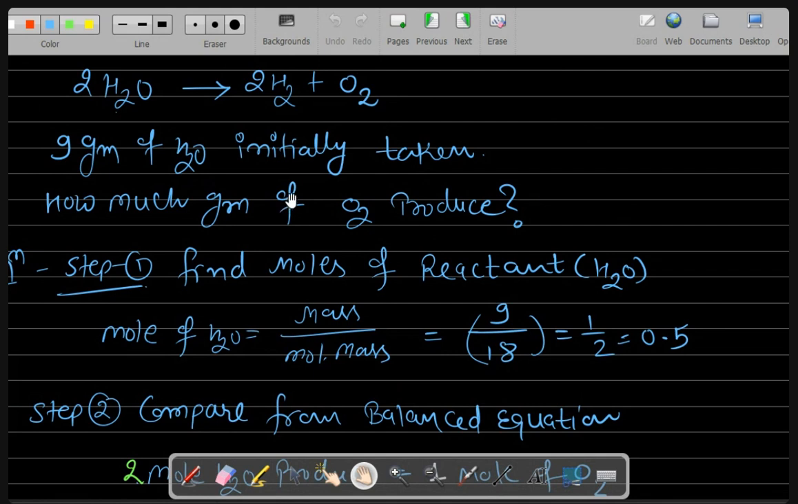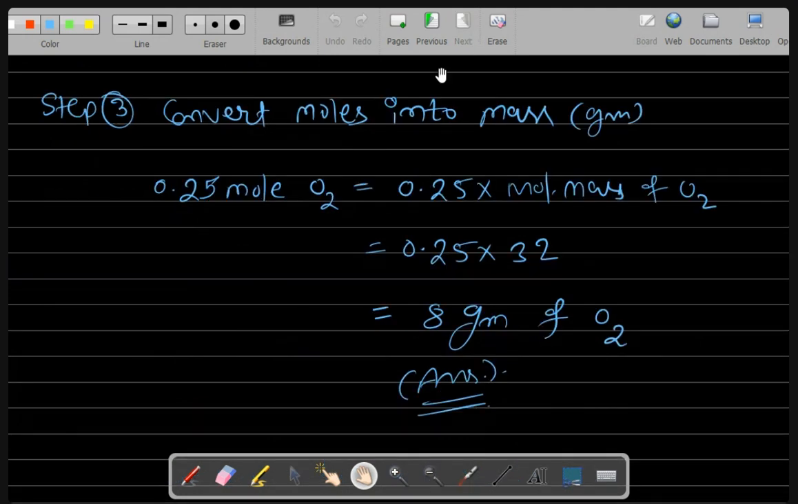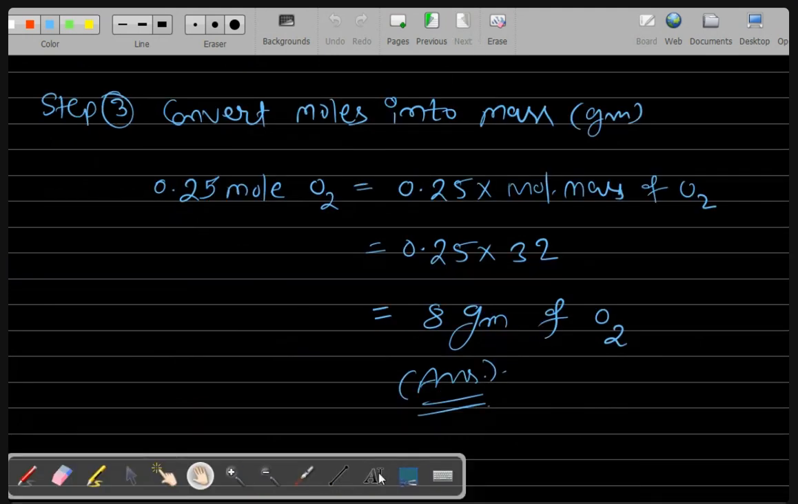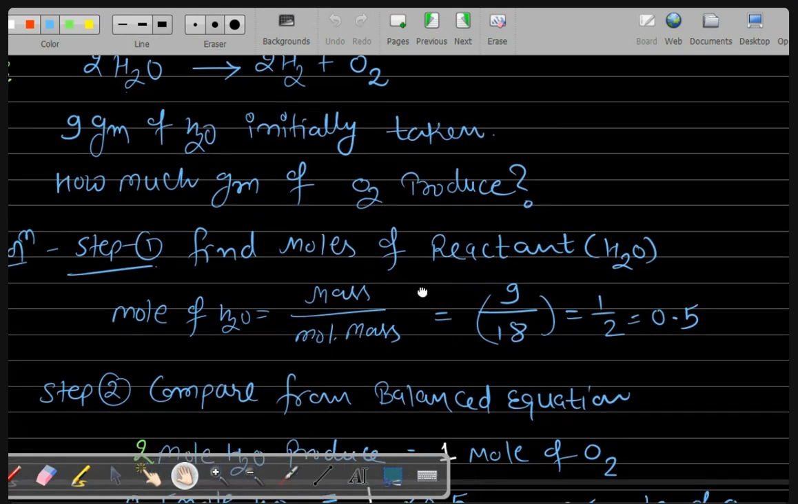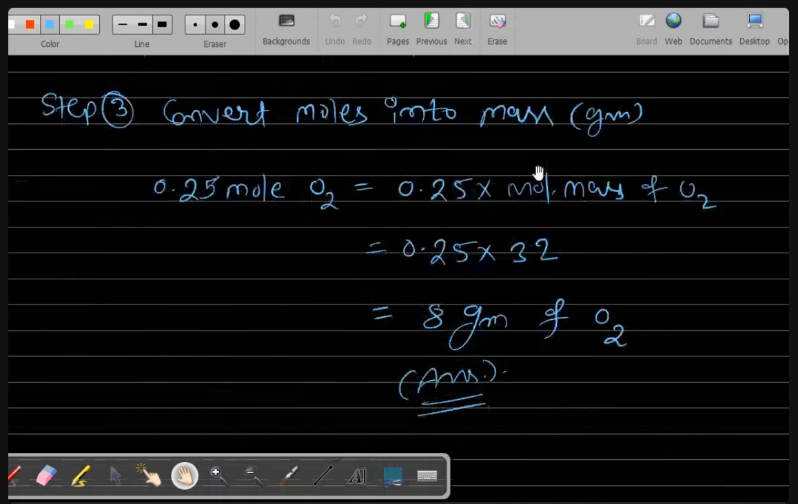But then why did you times it by 32? Why did I do this? Because it is 16 times 2, because of the oxygen. The molecular mass of one atom of oxygen is 16. So O2 means 2 into 16, that is 32.